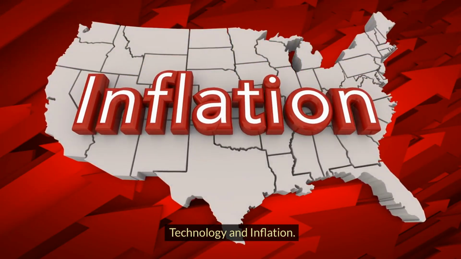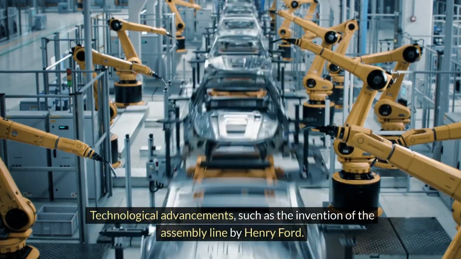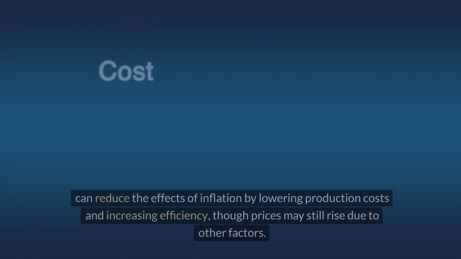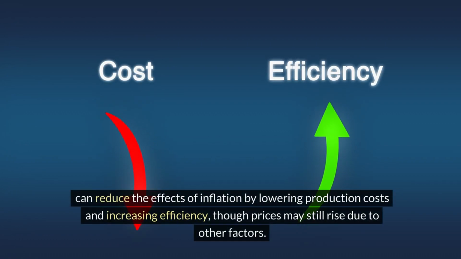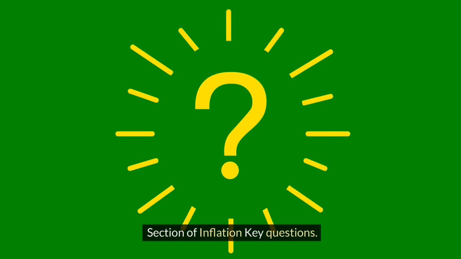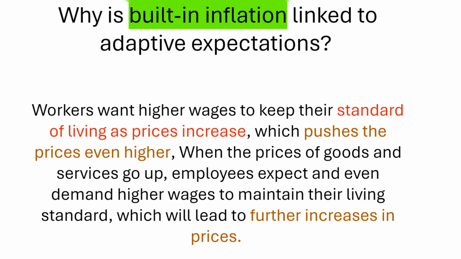Technology and inflation. Technological advancements such as the invention of the assembly line by Henry Ford can reduce the effects of inflation by lowering production costs and increasing efficiency, though prices may still rise due to other factors. Section of inflation key questions. Why is built-in inflation linked to adaptive expectations? Workers want higher wages to keep their standard of living as prices increase, which pushes the prices even higher. When the prices of goods and services go up, employees expect and even demand higher wages to maintain their living standard, which will lead to further increases in prices.